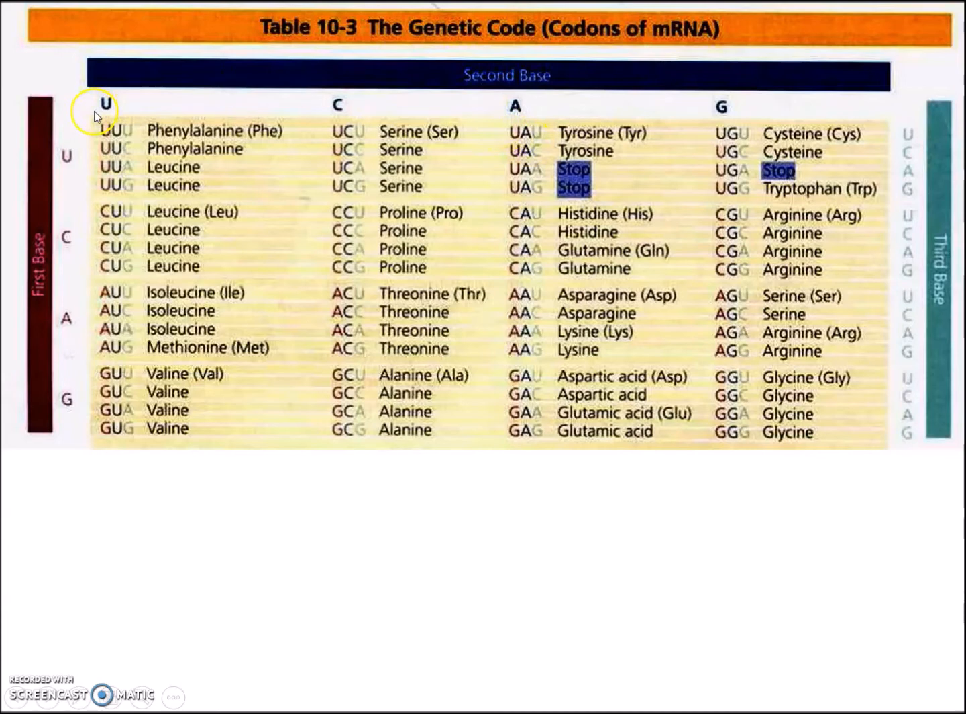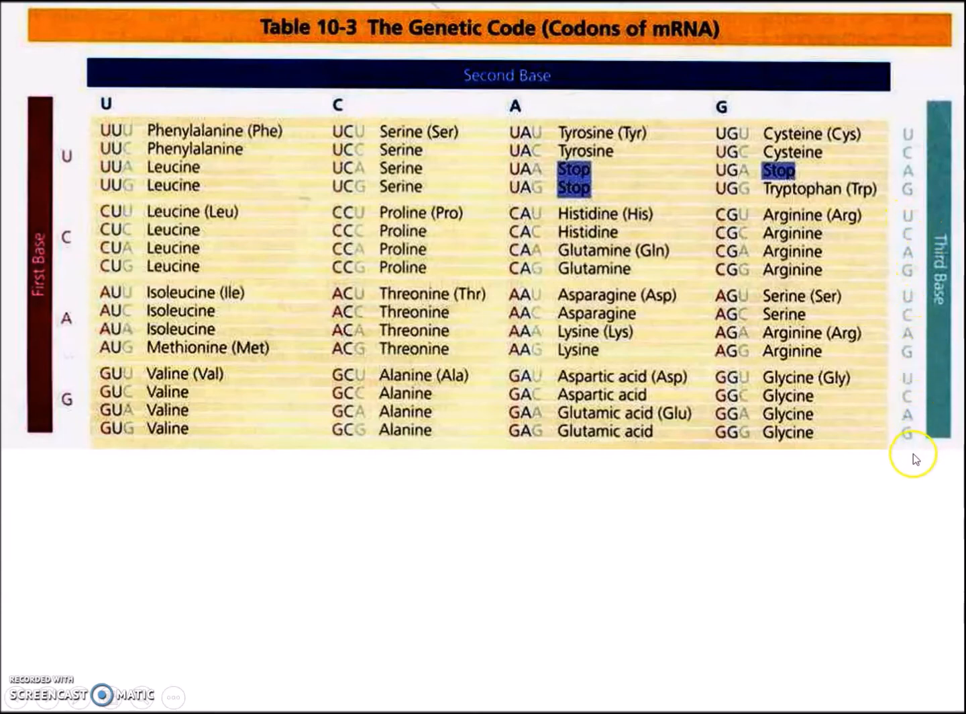The second base, if you look at the top of the diagram, also could consist of uracil, cytosine, adenine, and guanine. And along the right side of the diagram, it says third base, which again can consist of uracil, cytosine, adenine, guanine. And since this is the third base, we have to list it each time.